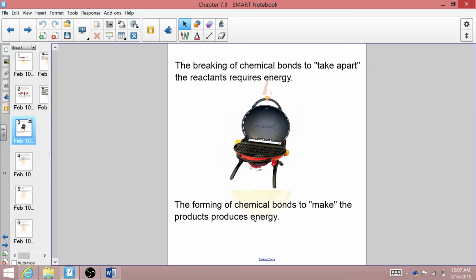In the end, however, the production of all of that heat and light that we use to make our delicious cheeseburgers comes from the new bonds forming when carbon dioxide and water are formed at the end of our chemical reaction.